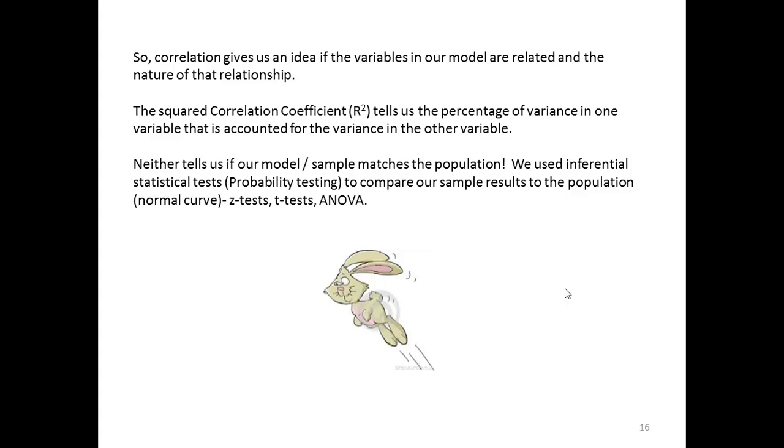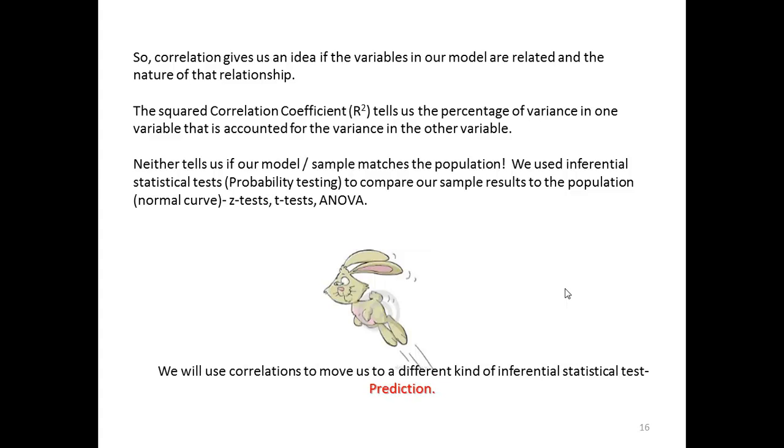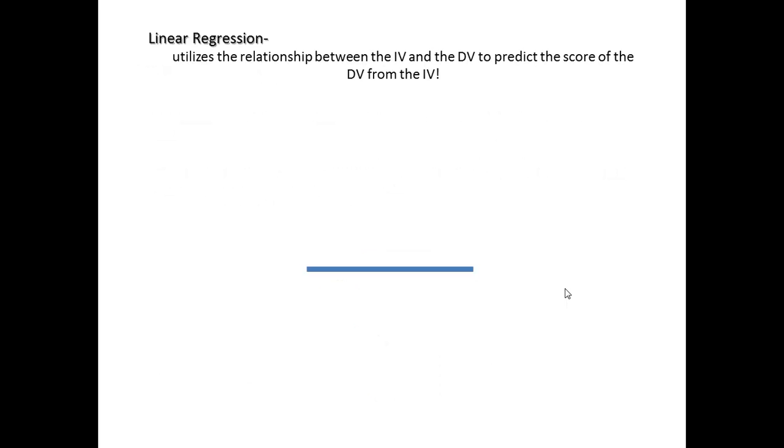We used inferential statistics to compare our sample results to the population. Z-test, t-test, and ANOVA. We will use correlations to move us to a different kind of inferential statistical test, prediction. Linear regression, or prediction, utilizes the relationship between the independent variable and the dependent variable to predict the score of the dependent variable from the independent variable.